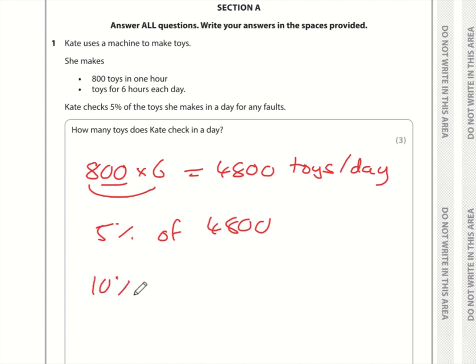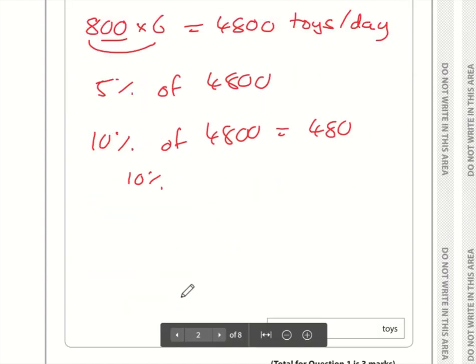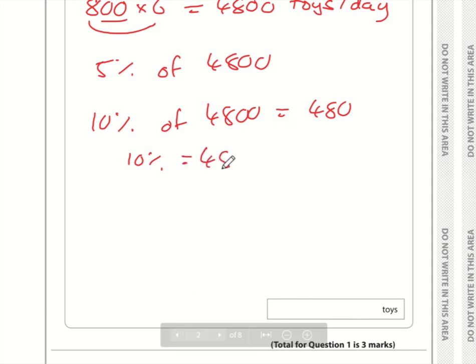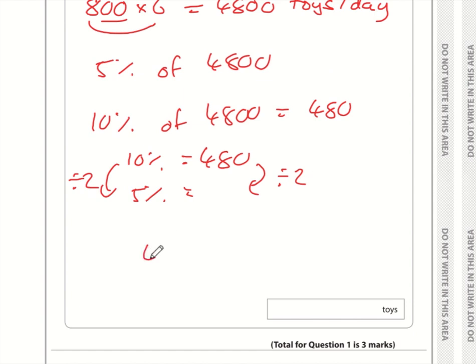Let's work out 10%. 10% of 4,800 is 480. Remember, 10% is 1/10. So just divide this number by 10. In other words, chop off a 0. So if 10% is 480, 5%, well, that is half of 10%. So we need half of 480. 480 divided by 2 is 240. So the answer is 240 toys.